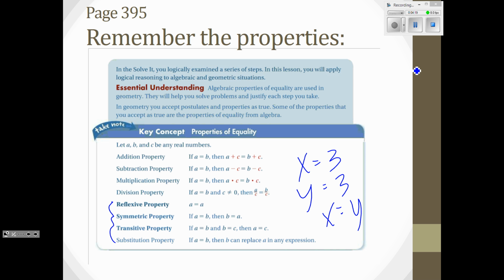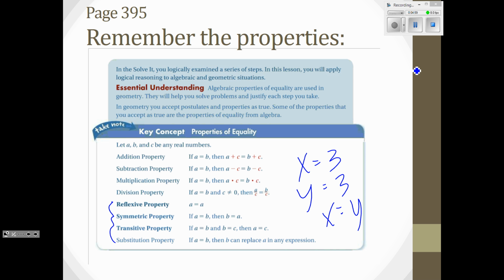The last one here, the substitution property. People get this confused with different things. The thing about substitution that we need to remember is that if from one line of an equation to the next, we take something out of the equation and replace it, we're using the substitution property. So it says if A equals B, then B can replace A in any expression. We use substitution a lot, but we don't always know the best way to define it when we see it. But if we take something out of an equation and replace it with something that's equal to it, then we've used the substitution property of equality.